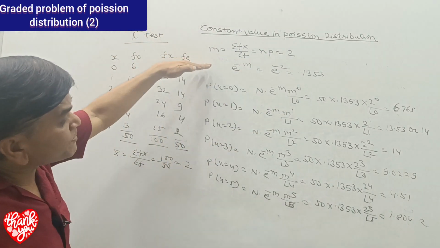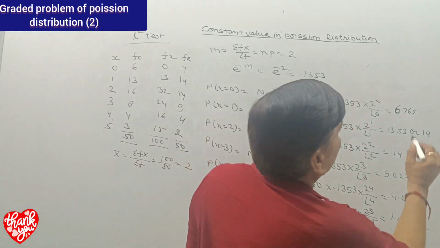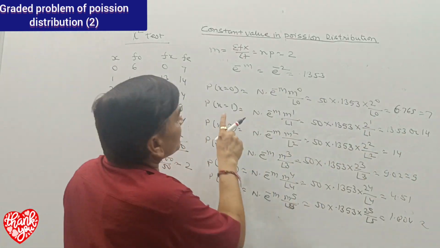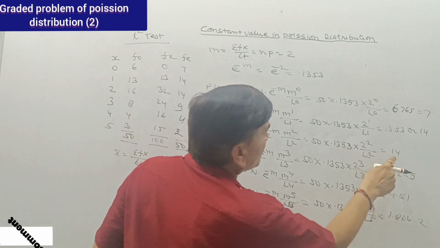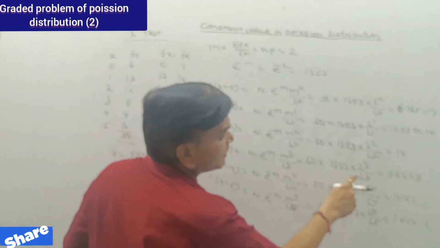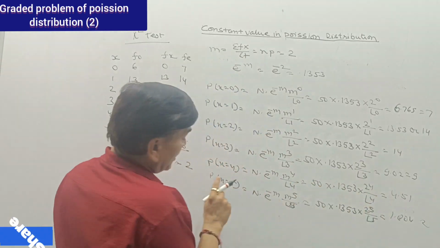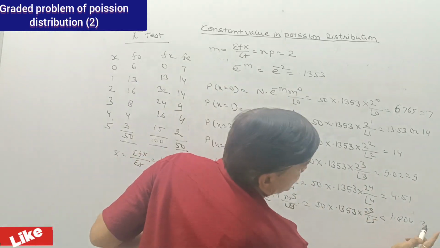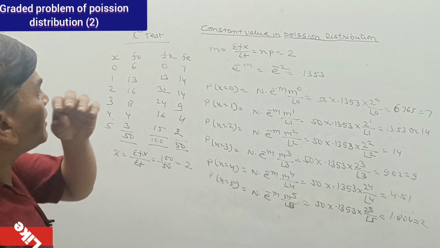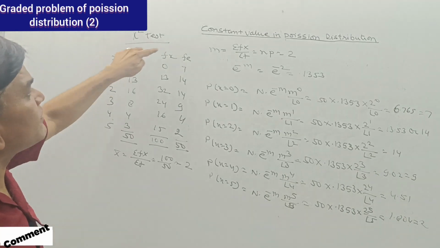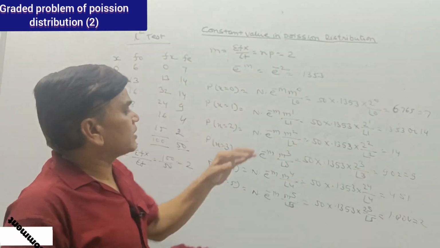Now using this Poisson distribution, for getting 0 defective the items will be 7. For having 1 defective the items will be 14. For 2 defective it will be 14. For 3 defective it will be 9. For 4 defective it will be 4. And for 5 defective the items will be 2. So this is the original frequency, and we have calculated the estimated frequency with the help of this Poisson distribution.